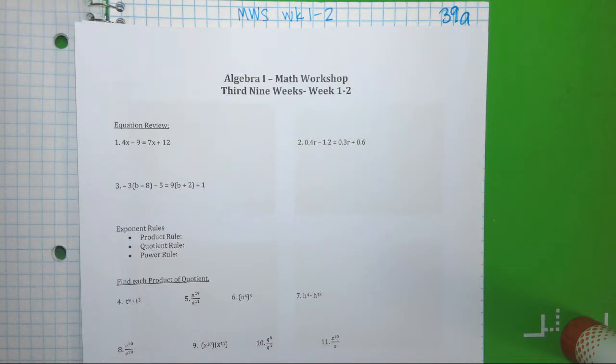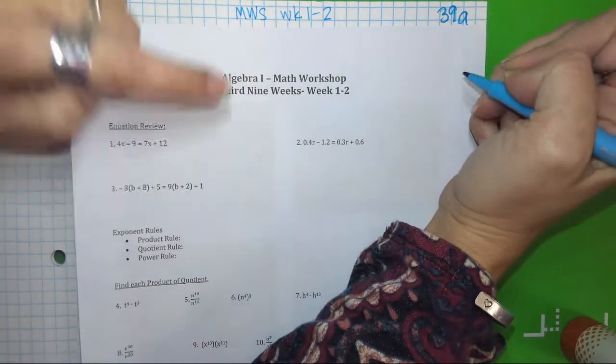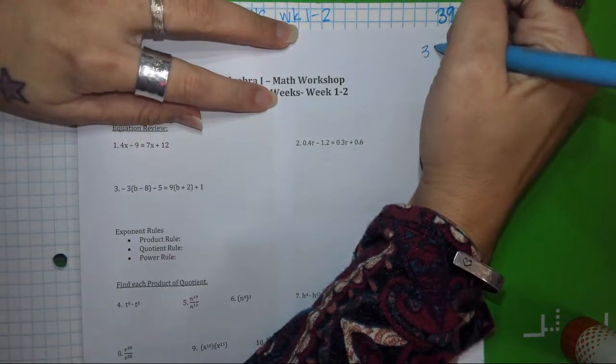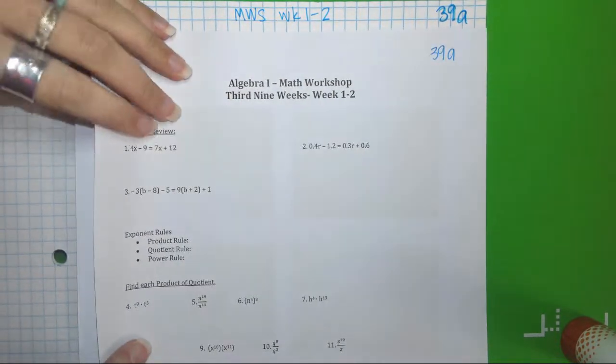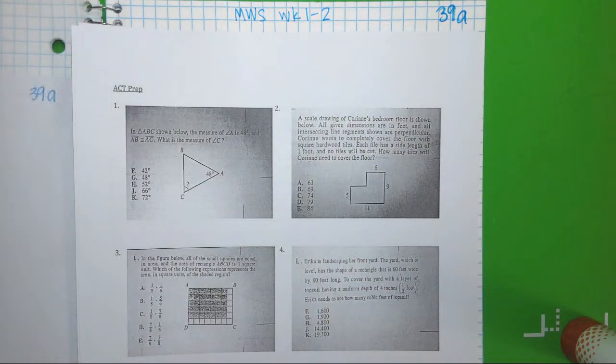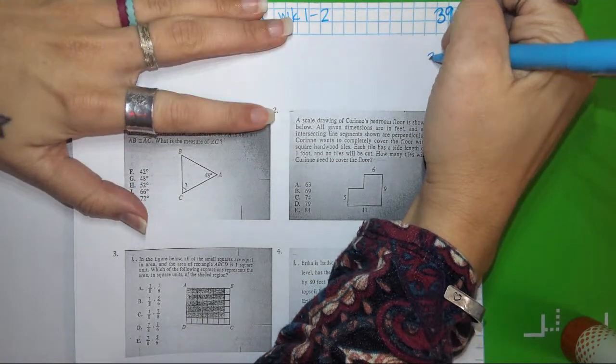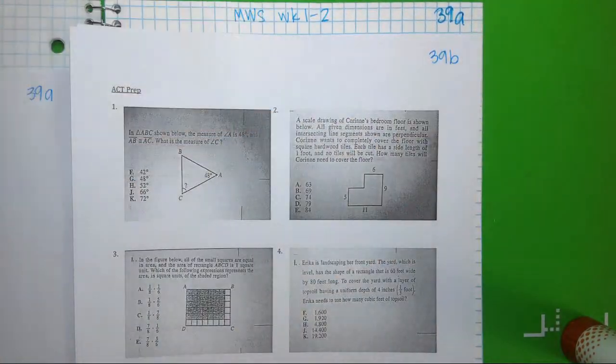I think you're so funny. I am. Alright, so this first page is going to be 39A. And you're going to glue it down. You can fold it and glue it. You can cut it and glue it. Whatever makes your little soul happy. Okay? This next page is 39B.